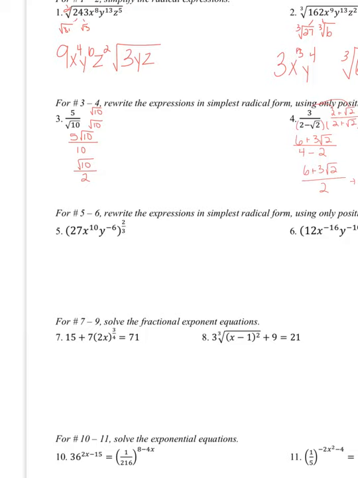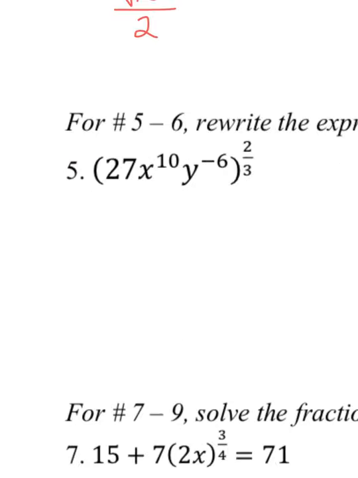For number 5, rewrite the expressions in simplest radical form. So for number 5, this is asking you for the cube root. So put it in radical form first. The cube root of 27 x to the 10th y to the negative 6th, all then squared.